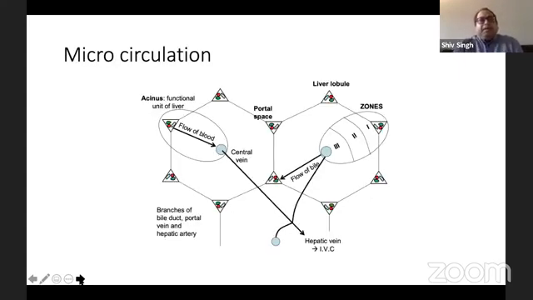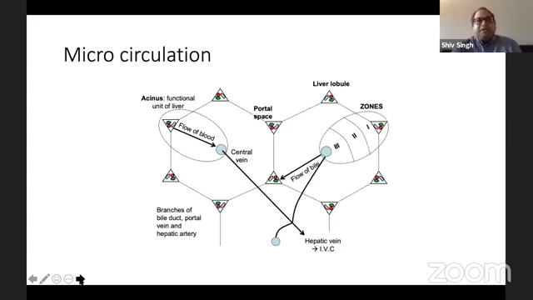So when you look at the microcirculation, the functional unit of the liver is actually the acinus. And we will look at the various zones which are divided depending on the blood flow. And you can see the blood flow occurs from the portal triad to the central vein. And from the central vein, the blood actually drains via the hepatic vein into the inferior vena cava.